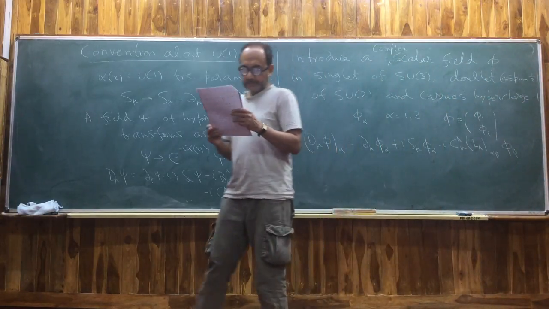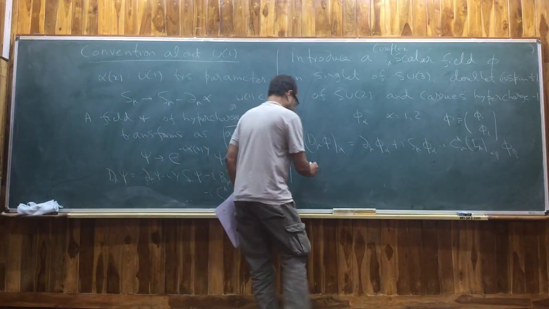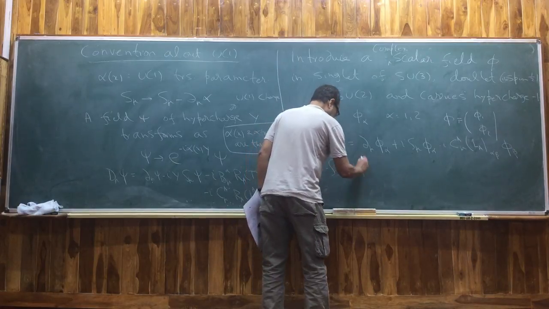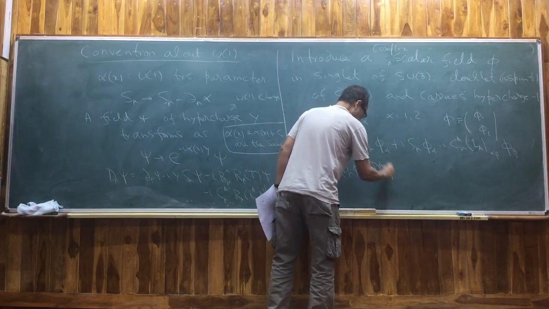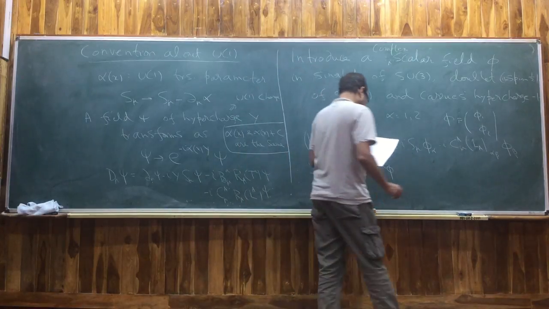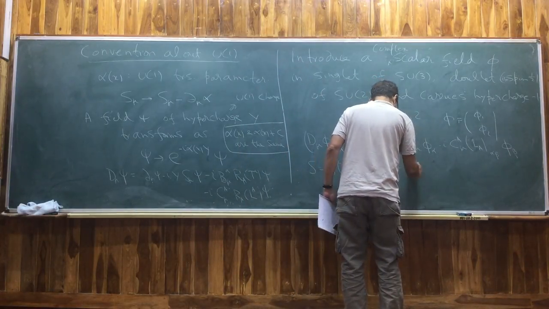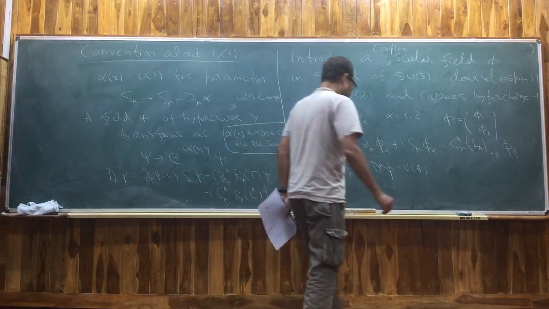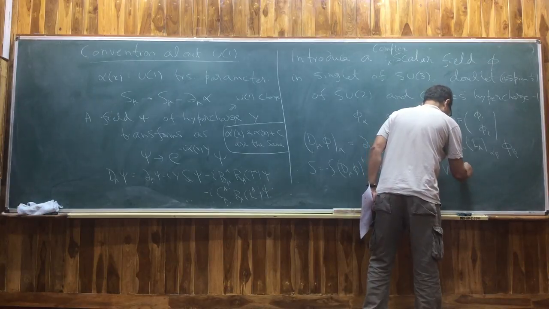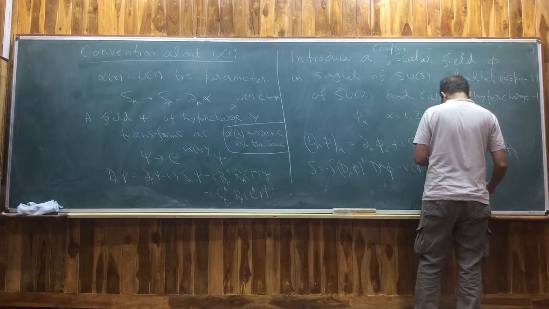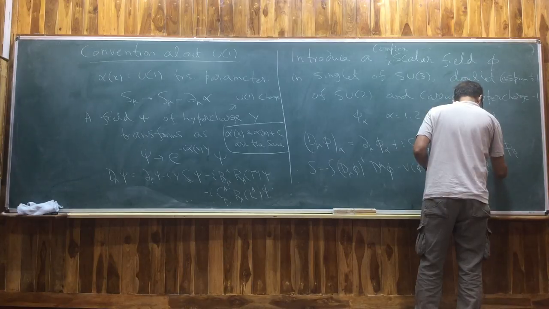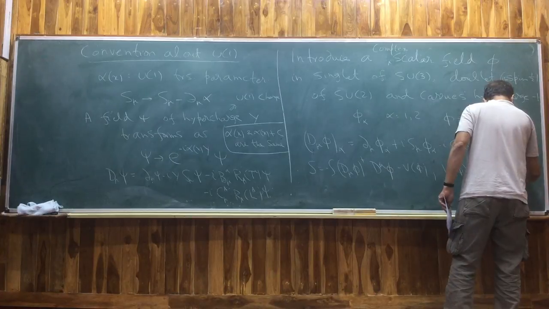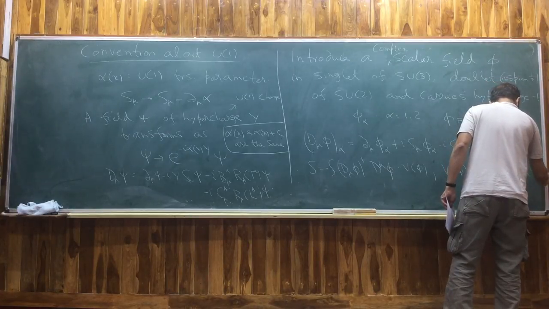Okay, now, the action for the phi is the integral of minus d mu phi dagger d mu phi, this is the standard kinetic term, and then there is minus V of phi. For V, I'm going to take minus mu square phi dagger phi plus lambda times phi dagger phi, whole square.